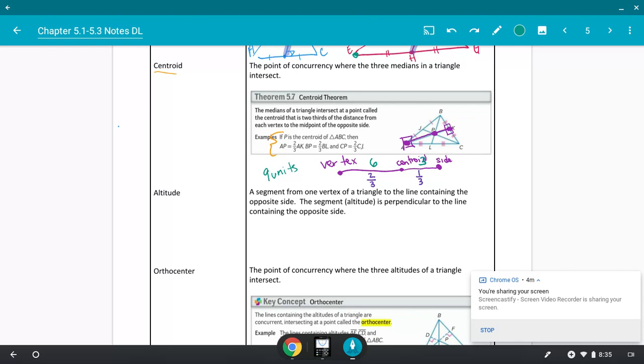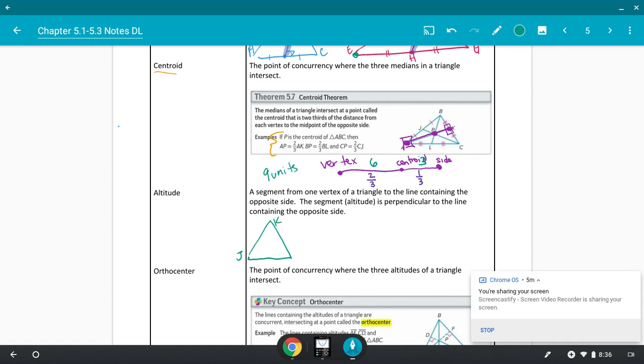Next, we're going to talk about altitudes. An altitude is a segment from one vertex of a triangle to the line containing the opposite side. The altitude is perpendicular to the line containing the opposite side. So I'm going to show you 3 different kinds of triangles. There's one that a lot of people think of, which is almost an equilateral.